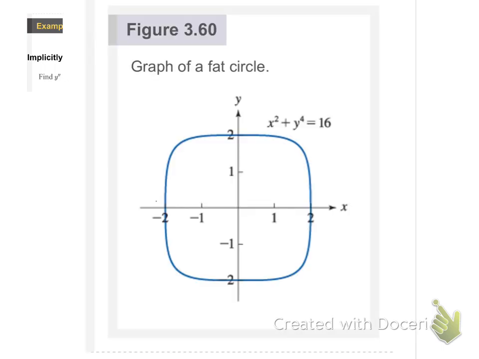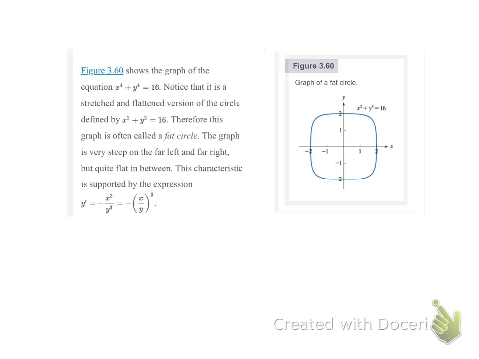Just FYI, what we're dealing with here is what they call a fat circle. So I want to show you, this is slide 6. This is the graph of a fat circle. Y'all see it? It says, notice that it is a stretched and flattened version of the circle. Therefore, this graph is often called a fat circle. It's a rounded square, also known as a fat circle. The graph is very steep on the far left and far right, but is quite flat in between. Okay? So I just wanted you to see the function before we actually start taking derivatives here.